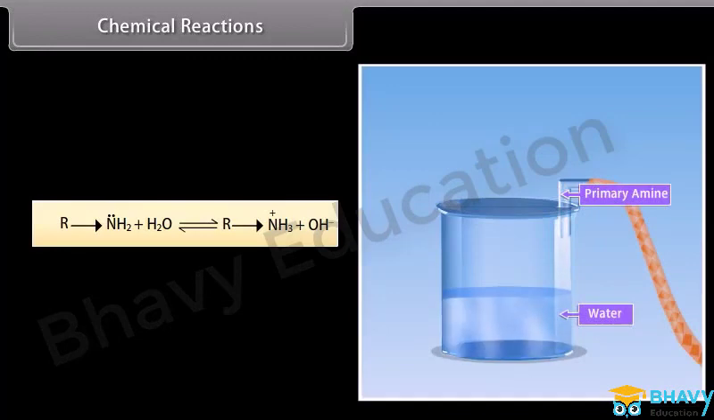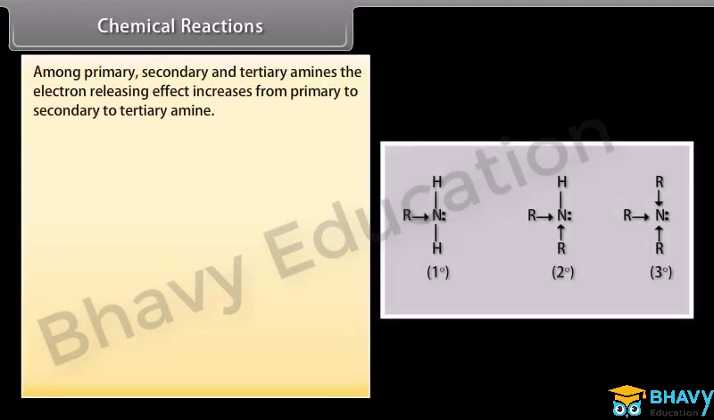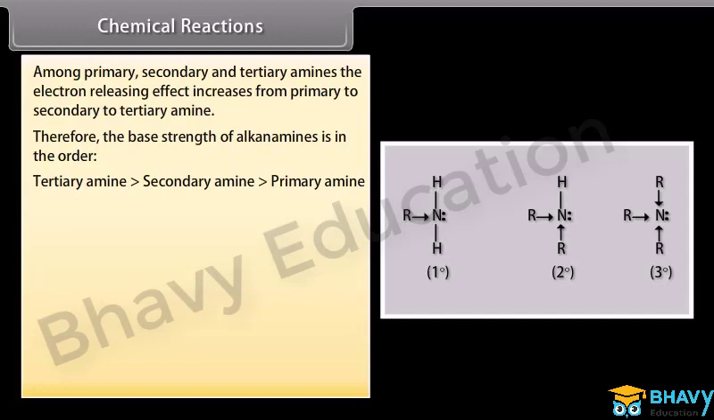Amines can easily be protonated by water in their aqueous solutions. Among primary, secondary and tertiary amines, the electron releasing effect increases from primary to secondary to tertiary amine. Therefore, the base strength of alkylamines is in the order tertiary amine, followed by secondary amine, followed by primary amine. This order of basic character of alkylamines is true in the gas phase.